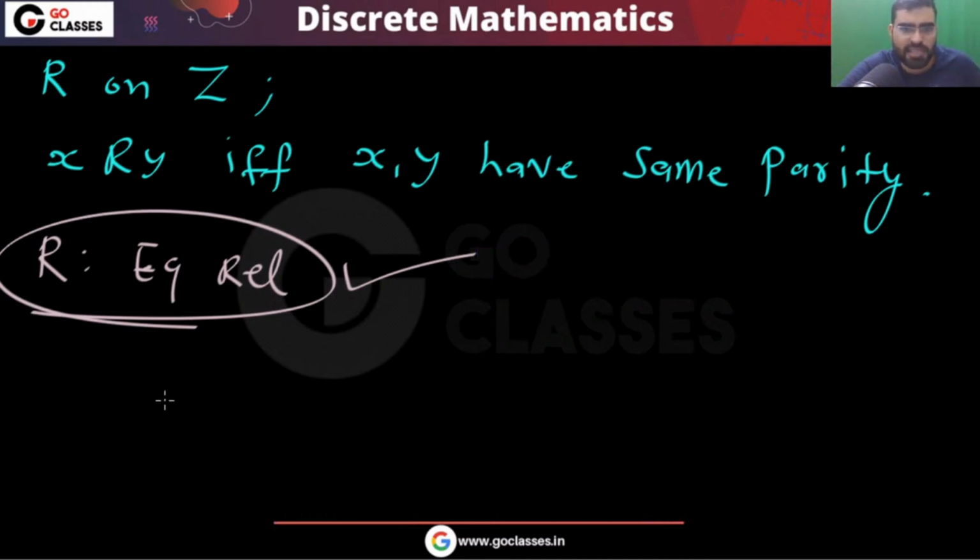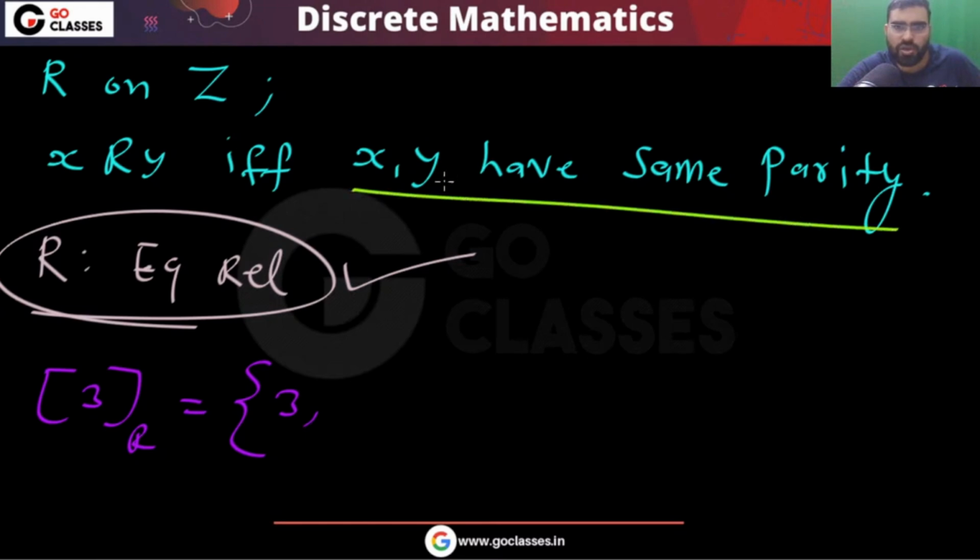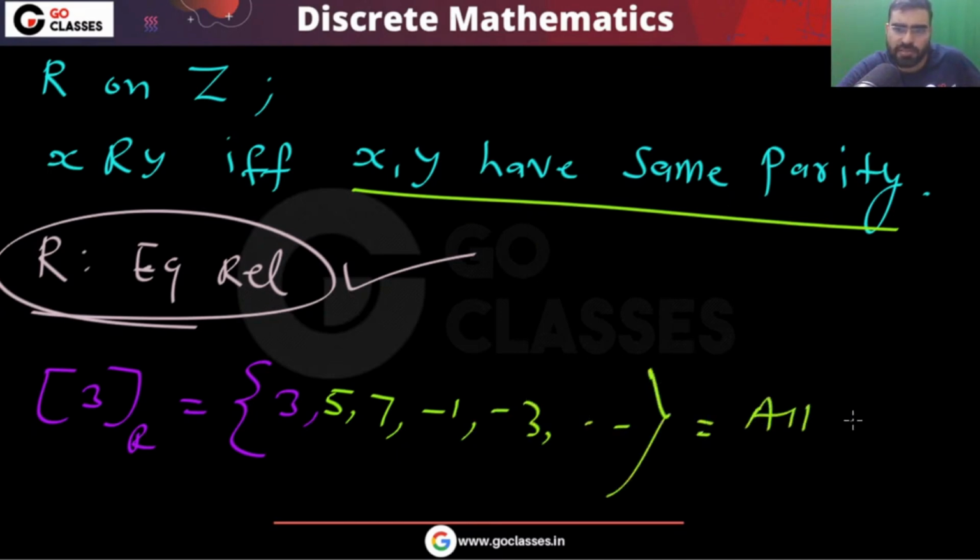And similarly, all odd numbers will be in one class. For example, if I ask you the equivalence class of 3, then that will be all the odd numbers, because 3 is an odd number, so it will be related to all the odd numbers.